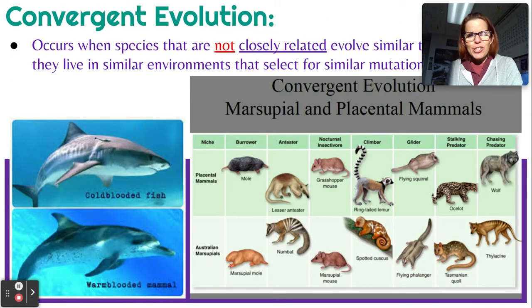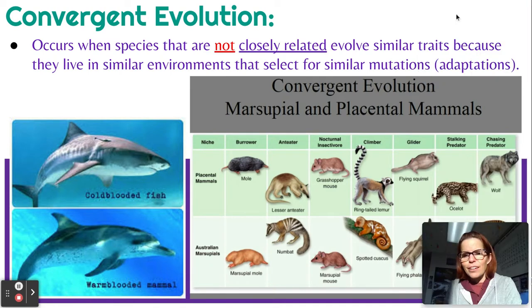All right, convergent evolution. This one's weird. This one is exactly kind of the opposite of divergent evolution and adaptive radiation. This is when you have species that are not closely related, but they end up looking similar morphologically, their shape is similar to one another. And that's because they live in similar environments in different areas.